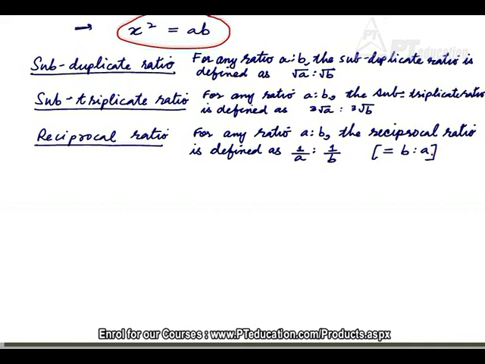Subduplicate ratio. As we can see in the notepad, for any ratio a is to b, the subduplicate ratio is defined as square root of a is to square root of b. Subtriplicate ratio. For any ratio a is to b, the subtriplicate ratio will be defined as cube root of a is to cube root of b.